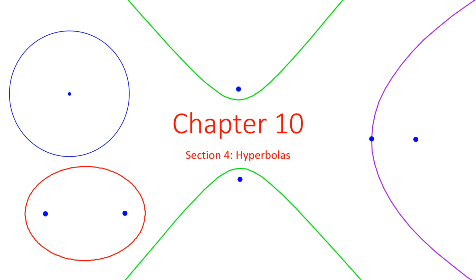Welcome back to section 4, where we're going to look at hyperbolas. One of the things that we're going to see is that hyperbolas, which are these green guys, are actually amazingly similar to ellipses that we just finished looking at. I know they don't really look similar, but the similarities are incredible, and we'll see that in just a minute.